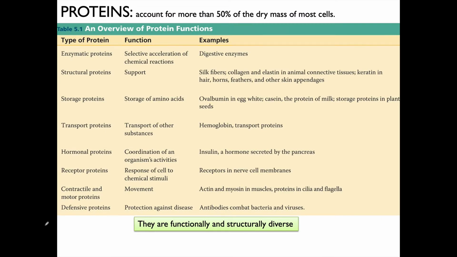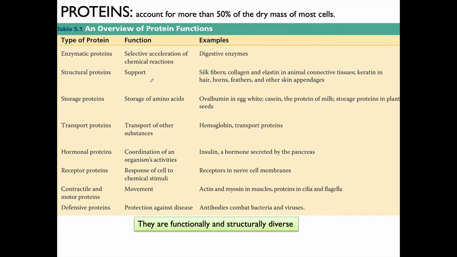We're going to start here with our first biomolecule, which is proteins. Proteins have a hugely important impact on our lives. They account for more than 50% of the dry mass that most cells consist of. What we want to do is take a look at their functions first before we get to their actual structures. So here is a list of all the different proteins that we find and what they do. It goes from enzymatic to structural, storage, transport, hormonal, receptor, contractile, motor proteins, and defensive. Whew, that's quite a list.